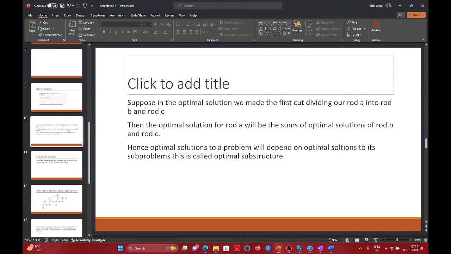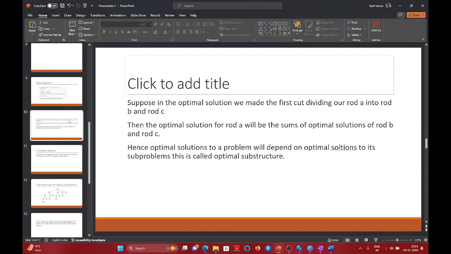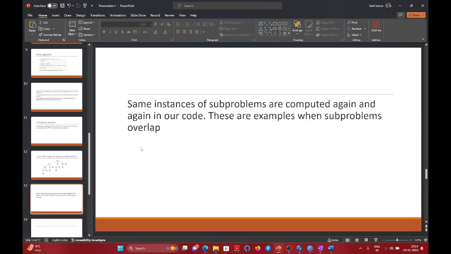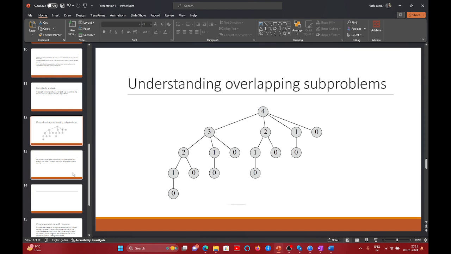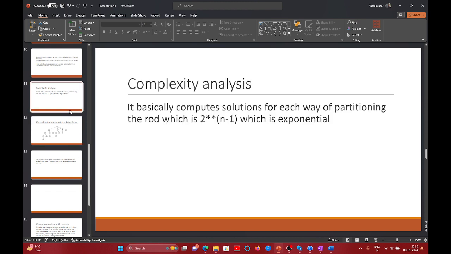So this would be our idea of dynamic programming here. The same instances of some problems, which I just said, are computed again and again in our code. These are examples of when subproblems overlap. In this case, for example, 2 is overlapping in these two recursive calls. 1 is overlapping in these 3 or 4 recursive calls. So this is how we'll try to solve this problem.